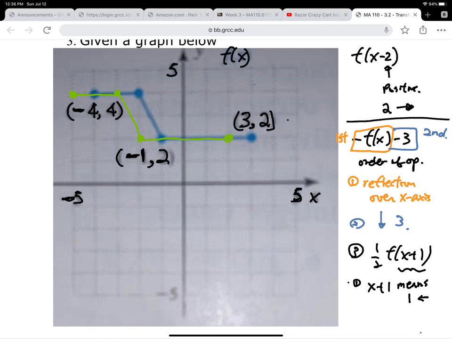And then we're going to apply the 1/2. Remember, 1/2 means you take the y value and multiply by a half. So the y value of 4 now becomes a 2. The y value of 4 now becomes a 2. The y value of 2 now becomes a 1. The y value of 2 now becomes a 1. So this is what our new graph will look like.